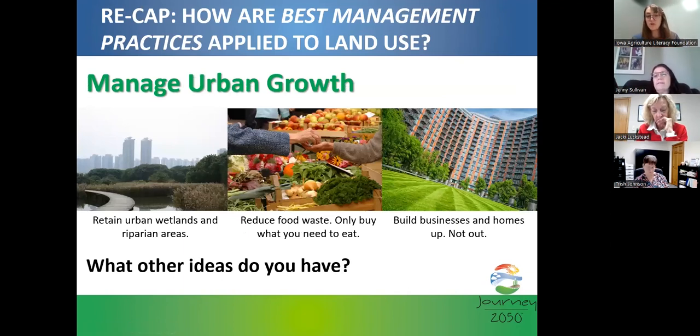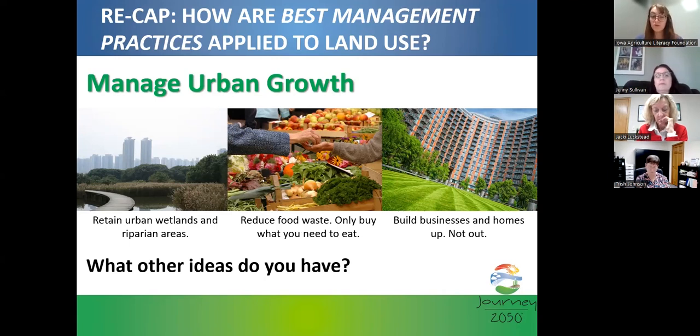So for urban growth, I think this is another really interesting part of the lesson. Urban wetlands and riparian areas, I've started to see some of these in places. I also know that here in the state of Iowa, there are grant programs available to install wetlands. I don't know if it's specifically for agricultural purposes or if they can be used for urban purposes too, but that's kind of interesting. Just a neat way to talk about the natural filtration that happens in wetlands.